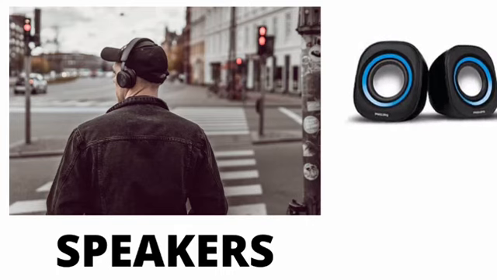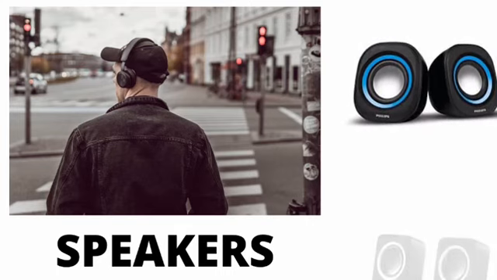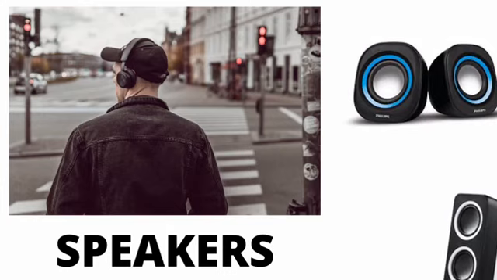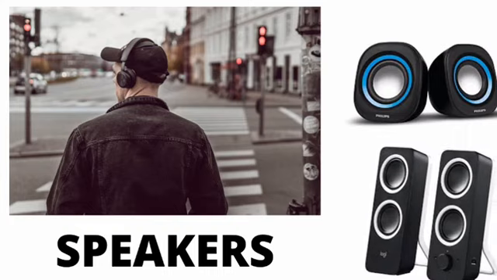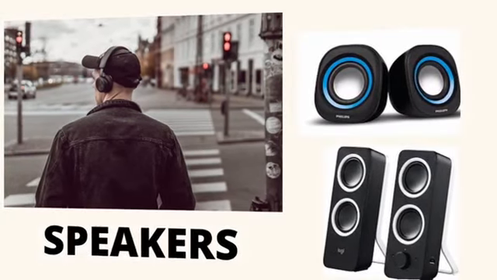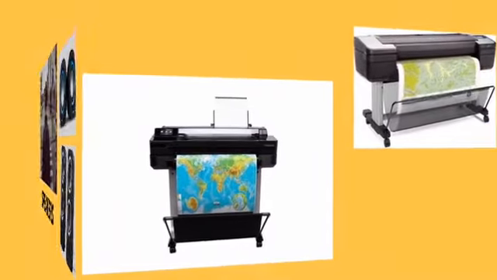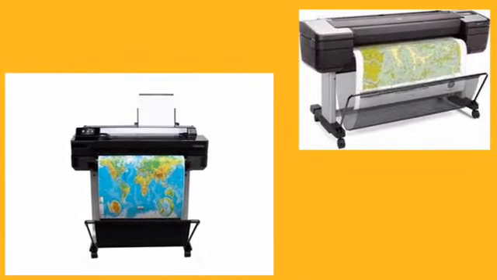Then the next output device is called the speaker. Now if we want to get sound out of the computer, we use a speaker. So it's used to output sound for the user to hear. For instance, you can listen to music, right? Okay. The next is called a plotter.